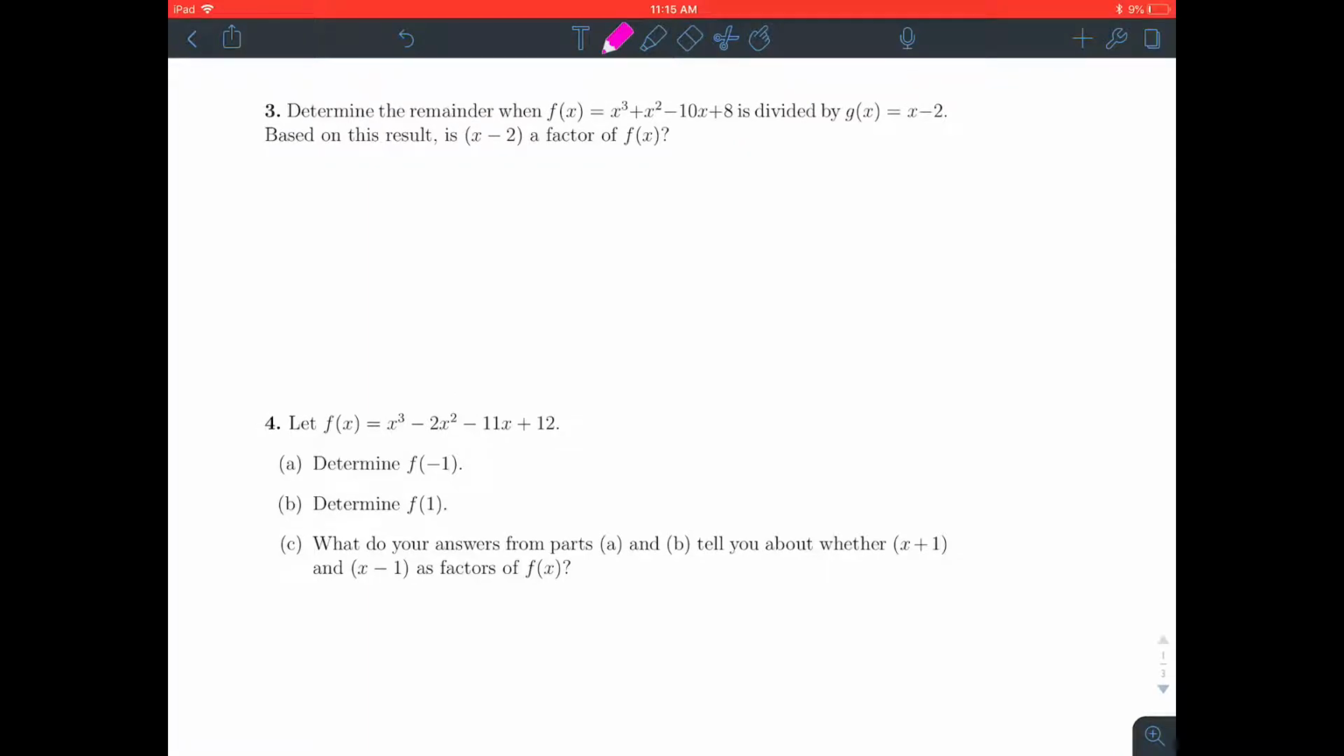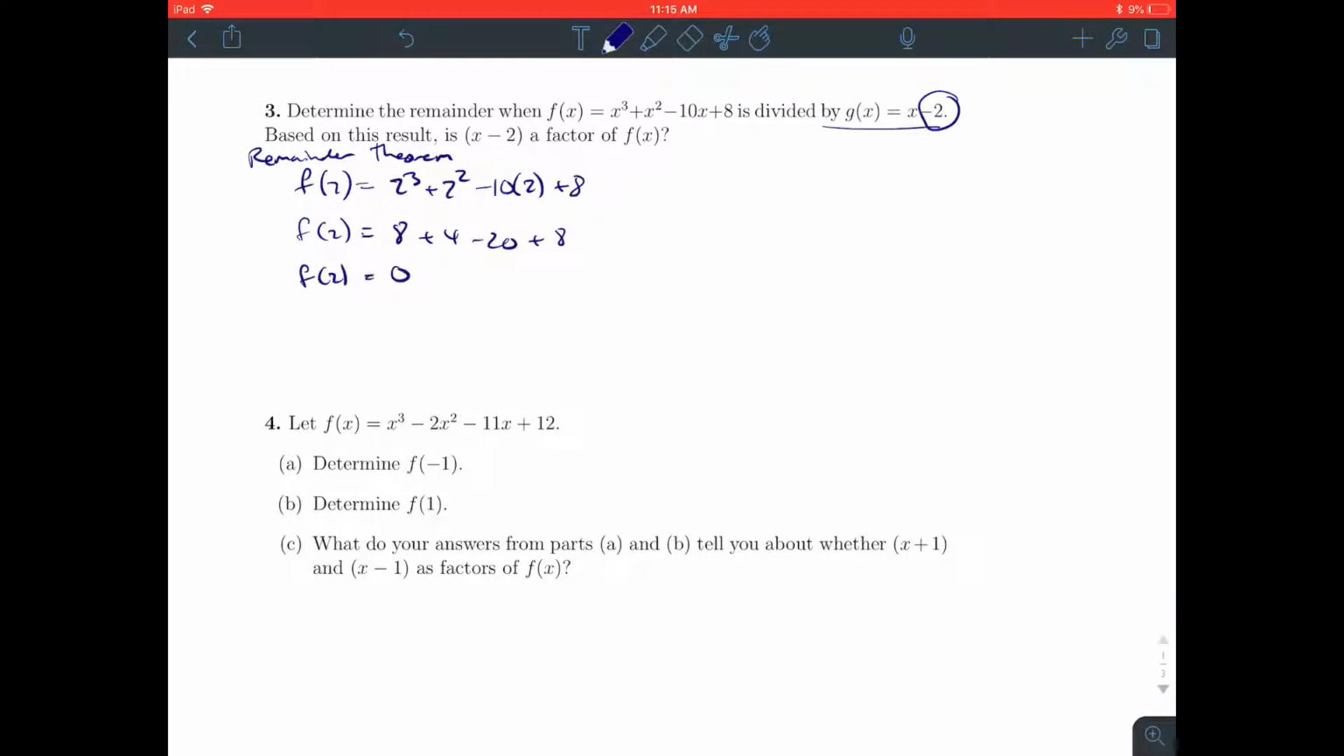So here it says determine the remainder when this is divided by x minus 2. All right, so let's see. To test for the remainder, we'll do f of 2. So we'll use the remainder theorem. We'll plug in the opposite value of the minus 2. So using the remainder theorem gives us 2 cubed plus 2 squared minus 10 times 2 plus 8. So f of 2 is equal to 8 plus 4 minus 20 plus 8. That all simplifies down to 0. So the remainder is 0.